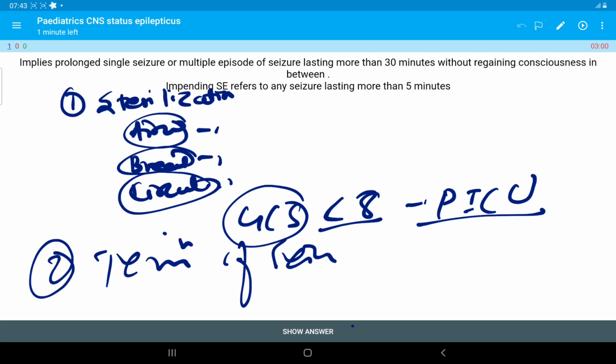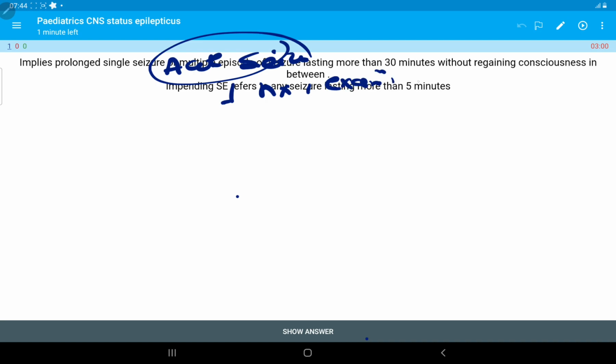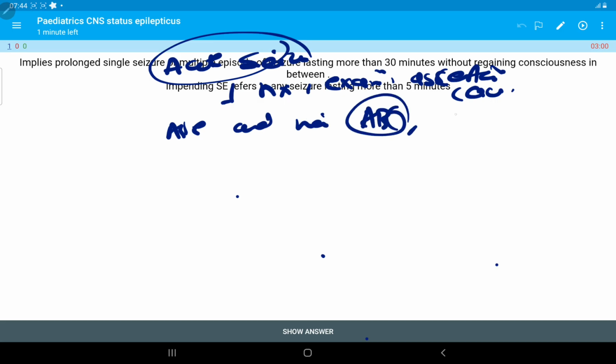Now lastly, the chart form: how will we manage the case? If there is an acute seizure and the patient presents to us, then we have to look at history and examination to sort out the cause. Then we have to stabilize and maintain ABC. We have to give oxygen, maintain airway, breathing and circulation, establish an IV line and check blood glucose.